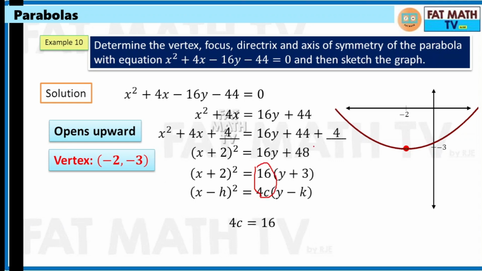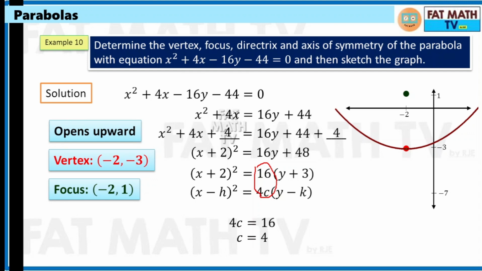4c is 16. So c is equal to 16 over 4. That is 4. So you need to move 4 units upward. So 4 units above negative 3 is negative 3 plus 4. That is 1. And you will have the same x coordinate, negative 2. So negative 2, 1 is the focus.